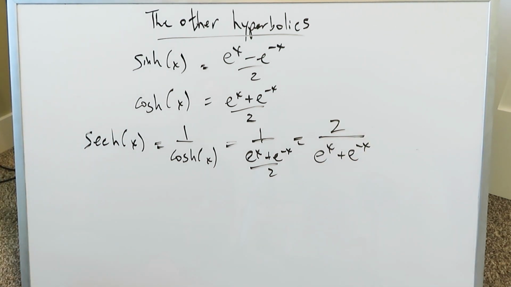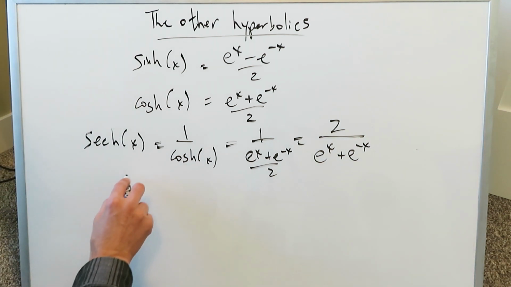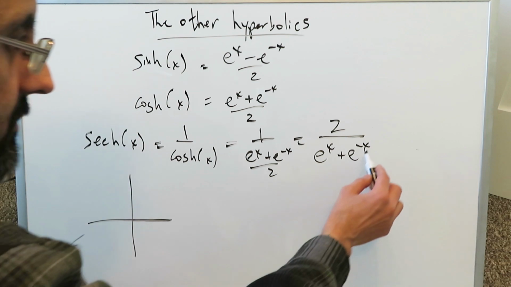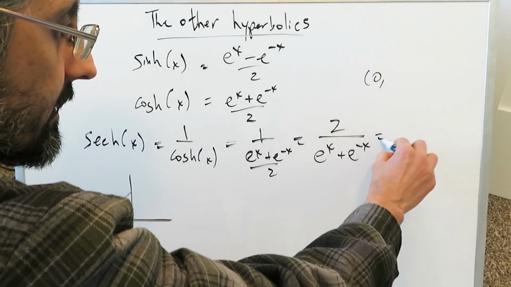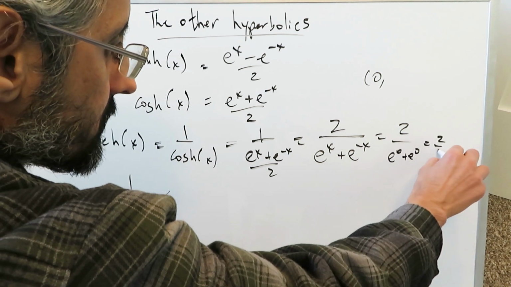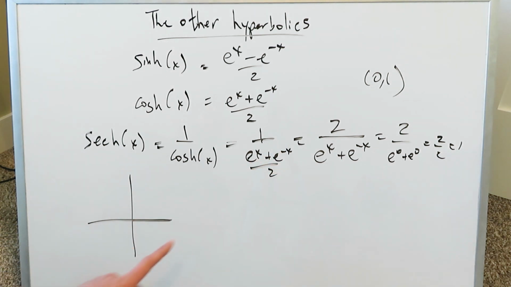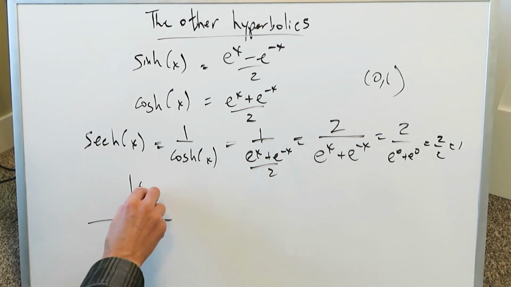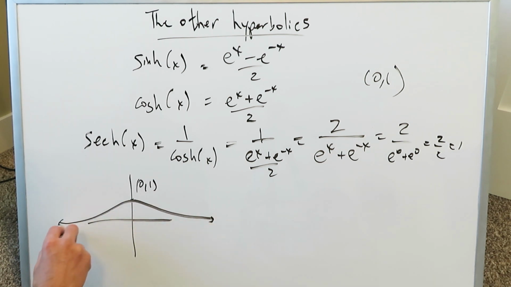Again, you cannot zero out the denominator in any way, but you can develop a good y-intercept. If you put in an x value of 0, you're looking at 2 over e to the 0 plus e to the 0. You're looking at 2 over 2, which is a 1. So you have a good standard point on your hyperbolic secant, which is your y-intercept (0, 1). And your graph looks something like this, right over there.